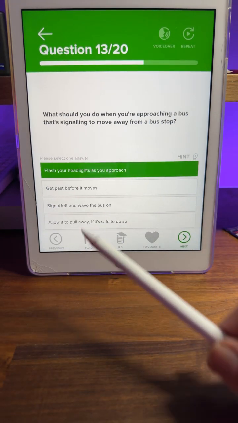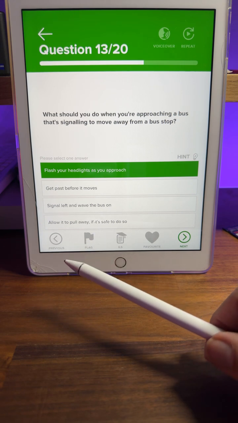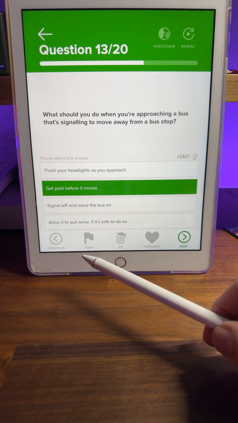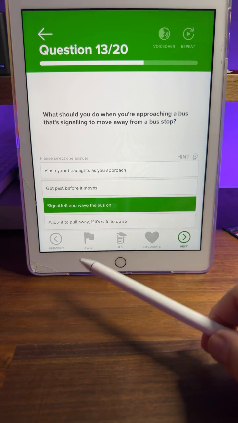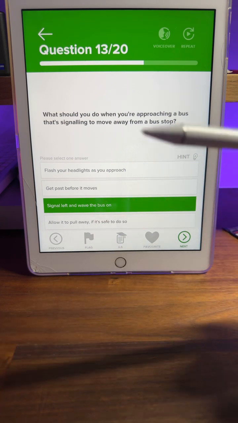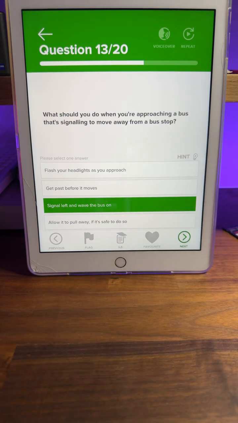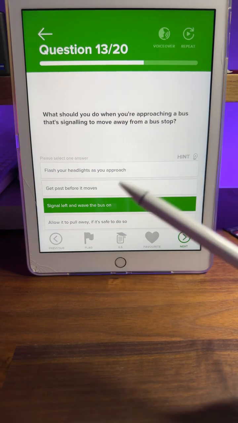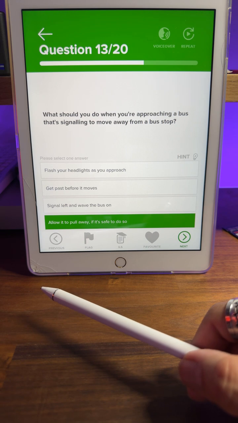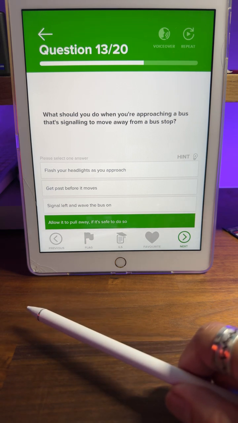Okay, flash your headlights as you approach. No, you shouldn't really flash your headlights, okay? Best thing to do will be just slow down, okay? Get past before it moves away. No, that's dangerous. Signal left and wave the bus on. Never wave them on. Let them make their own safe decisions. What you can do is slow down. Yeah, slow down, pull in a little bit, and then the bus will just realise that you're slowing down for them, and they'll just be able to pull out. Let them make their own safe decisions. You shouldn't flash them, you shouldn't pap them, you shouldn't wave them, or whatever else, okay? Allow it to pull away if it's safe to do so, is the correct answer on this one, yeah?